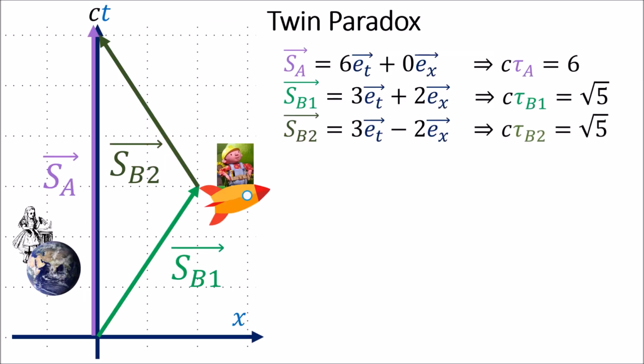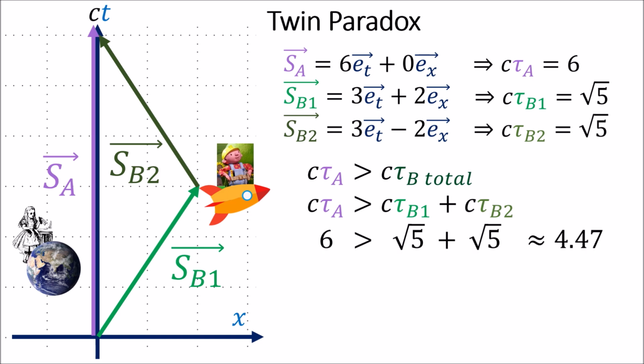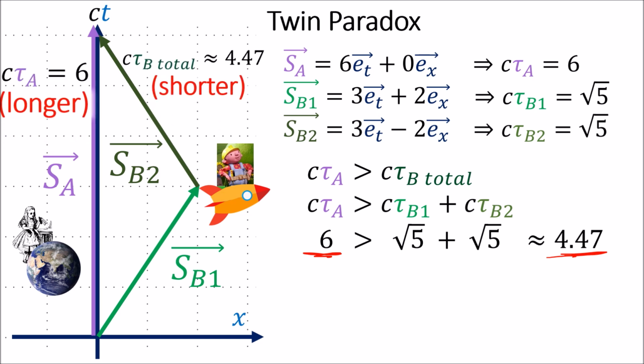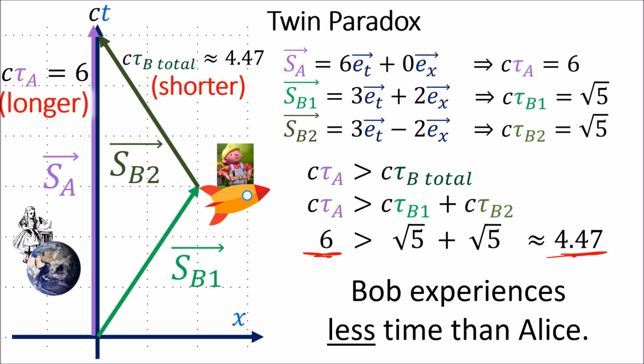So given these results, we find that Alice's total proper time of 6 is actually greater than Bob's total proper time of 4.47. So even though Alice and Bob start and end their journeys at the same points in space-time, Bob actually experiences less proper time overall than Alice.